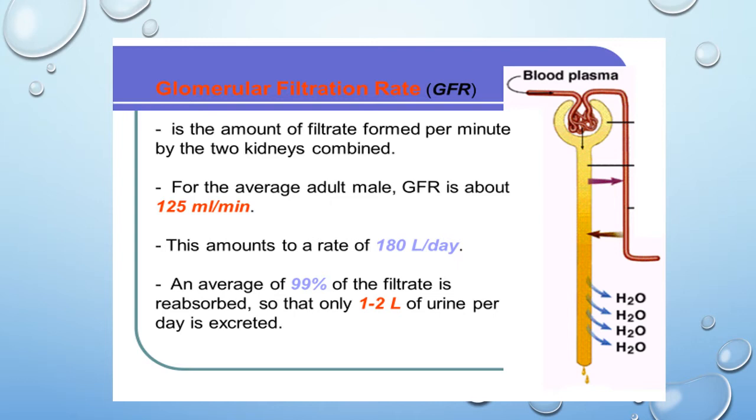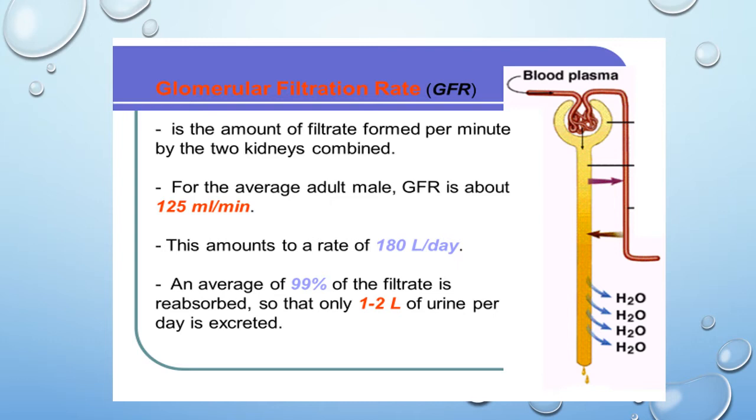GFR is roughly, and we're talking about the average healthy individual, about 125 milliliters per minute. Therefore, that means about 180 liters per day. That's how much filtrate you are making per day.